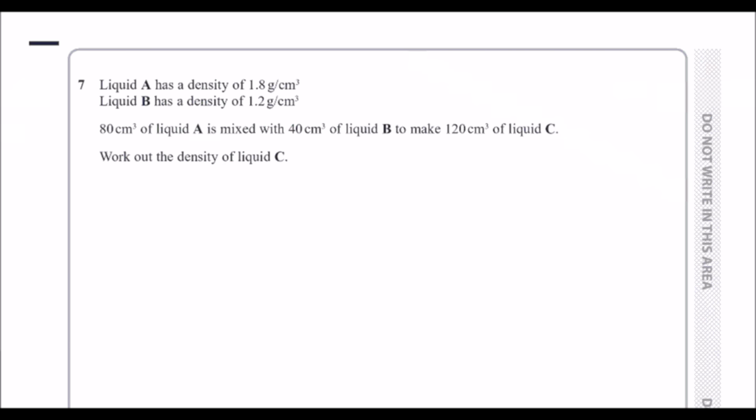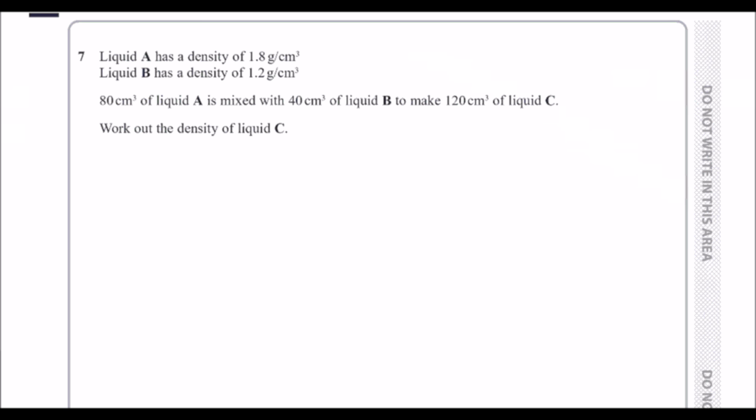Question 7. Liquid A has a density of 1.8 grams per centimeter cubed. Liquid B has a density of 1.2 grams per centimeter cubed. 800 centimeter cubed of liquid A is mixed with 400 centimeter cubed of liquid B to make 120 centimeter cubed of liquid C. Work out the density of liquid C.